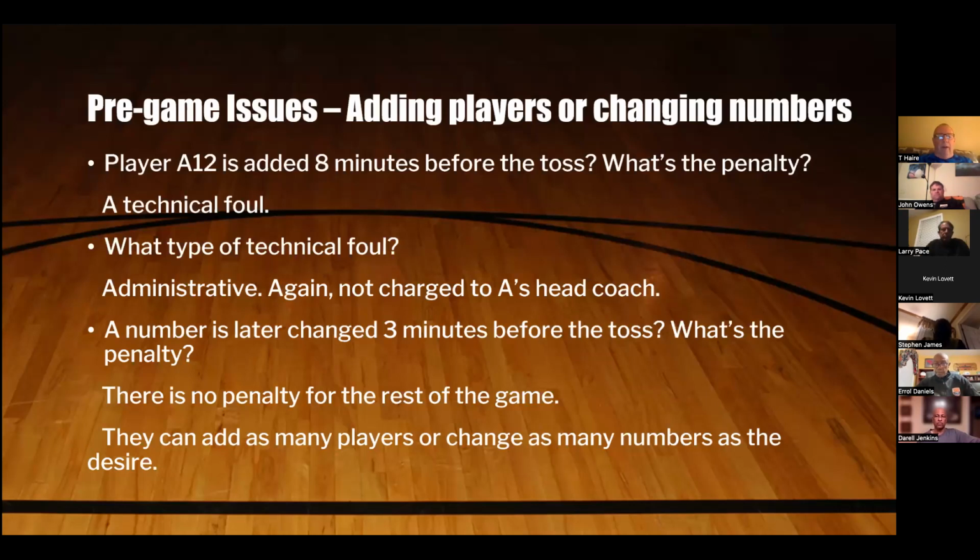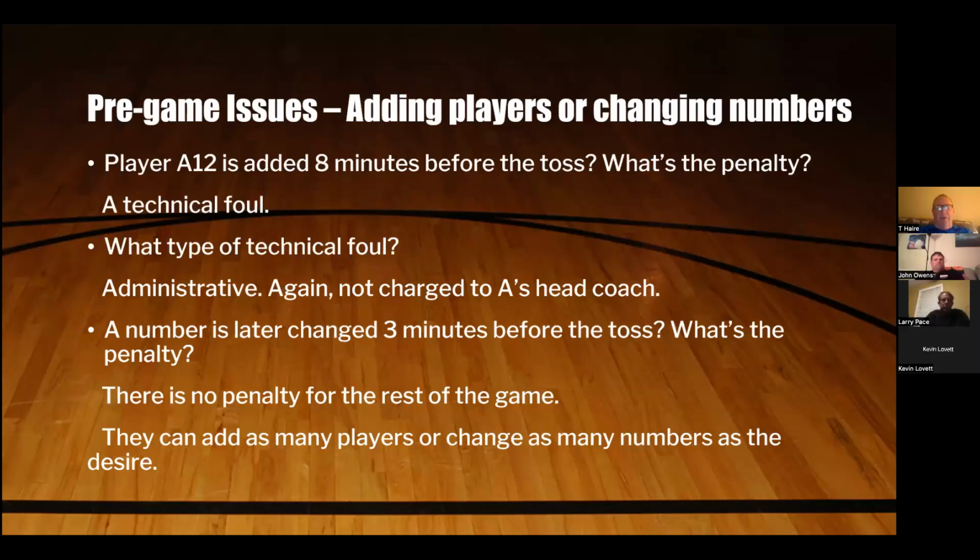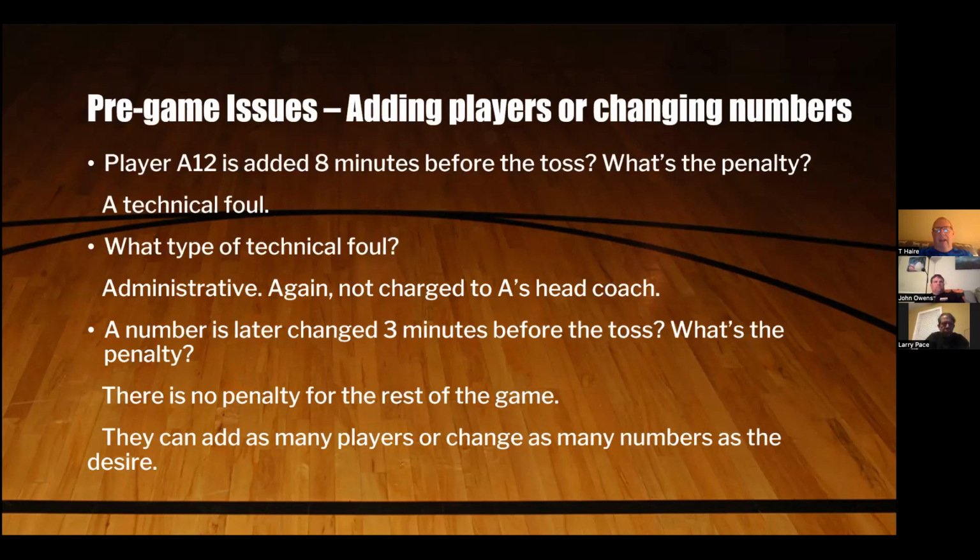If I read here, player A12 is added 8 minutes before the toss. What's the penalty? It's a technical foul. What type of technical foul? Administrative. Again, not charged to the head coach. If they come up at the 3-minute mark and say, uh-oh, I have another player that I forgot to add, then they add that second player at no penalty. Or if they need to change a number after that initial addition to the scorebook, there's no penalty.